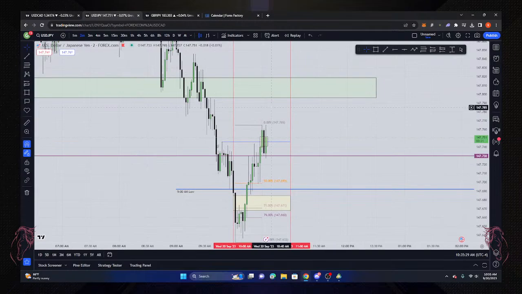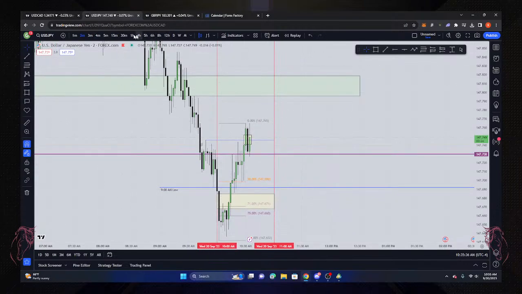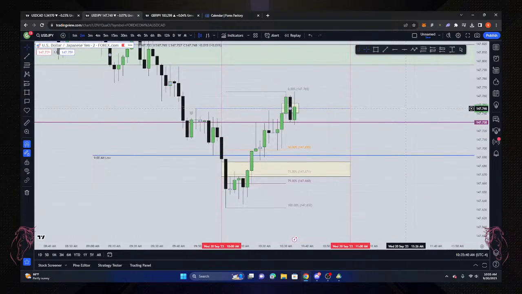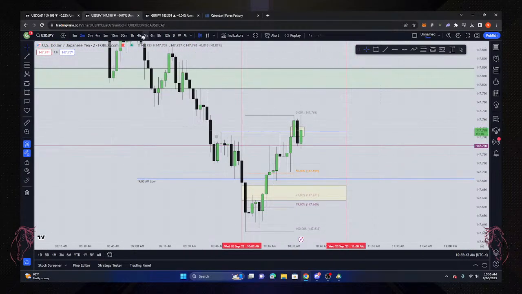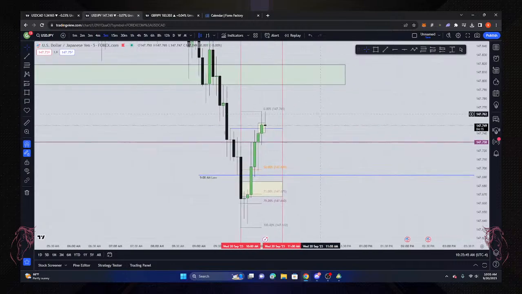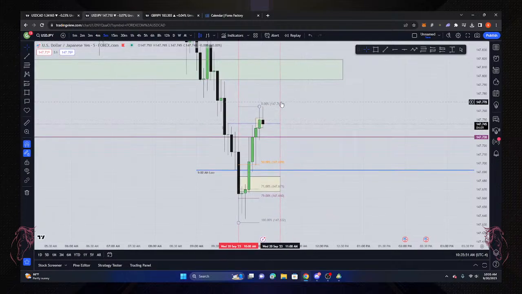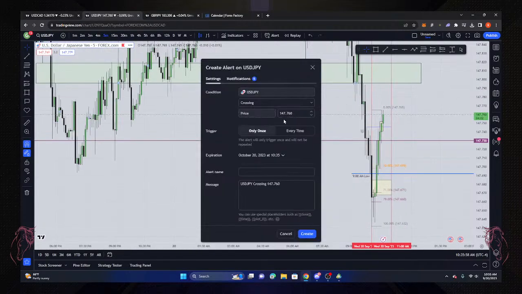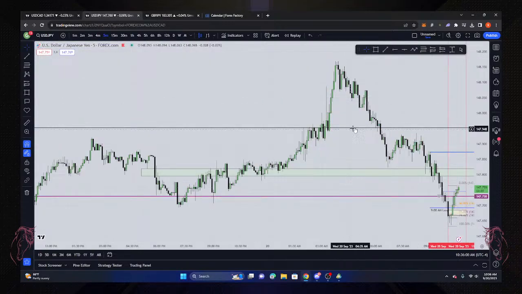UJ swept liquidity, shifted in market structure. No fair value gap was created with the candle that broke the highs. So I like to wait and see price to give me a better idea of what to do. So 5-minute did decide to close above it, and then the next 5-minute candle looks like it's rejecting. Well, we'll see. It could tap into this POI right here. Oops, no alert.